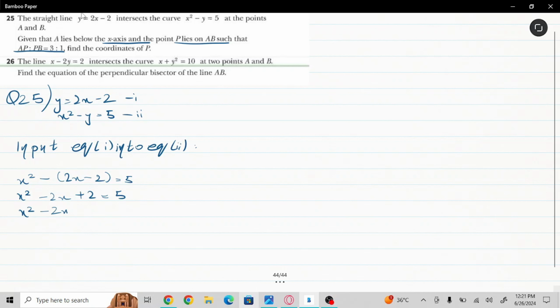So x squared minus 2x plus 2 minus 5, which is minus 3, is equal to 0. So use a is equal to 1, b is equal to negative 2, and c is equal to negative 3. I'm going to input these values into the calculator, and we'll get x is equal to negative 1 and x is equal to positive 3.